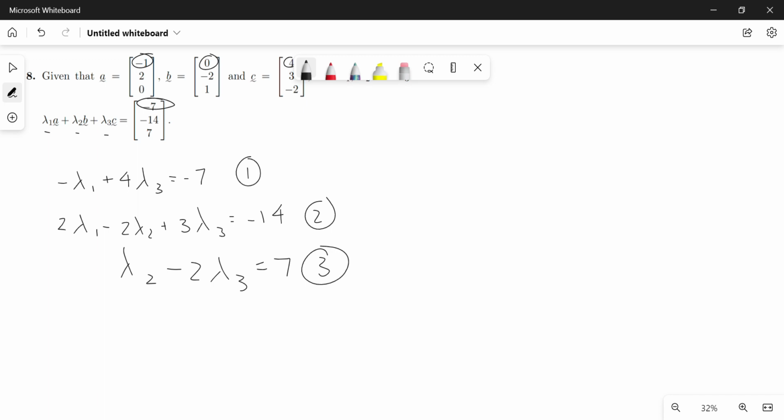So there are lots of different ways to do it, but perhaps you want to take this one and make lambda 2 the subject, because that looks easy. That's 2 lambda 3's plus 7, and we can then sub that into, so we could probably just go backwards, sub that into 2. I like to go backwards. So subbing it into 2, we're going to have 2 lambda 1 minus 2 lots of 2 lambda 3's plus 7, plus 3 lambda 3's is -14.